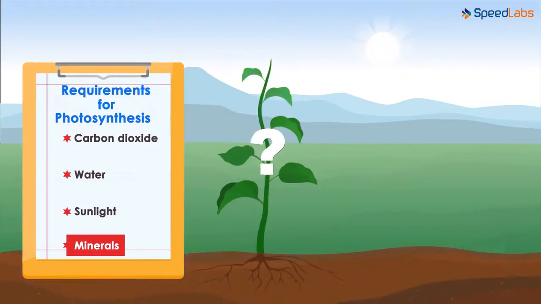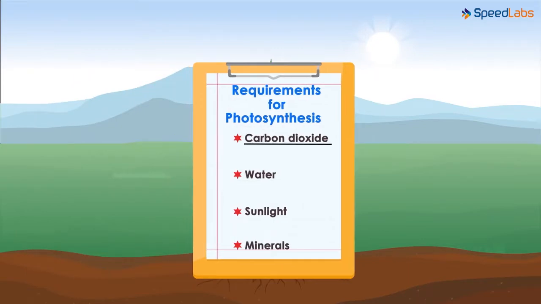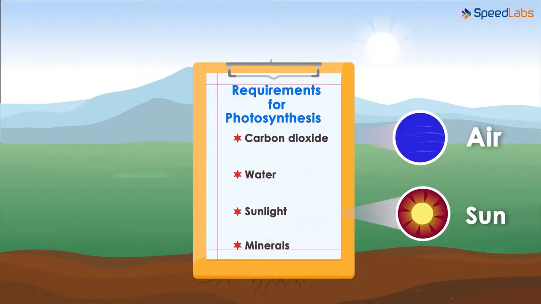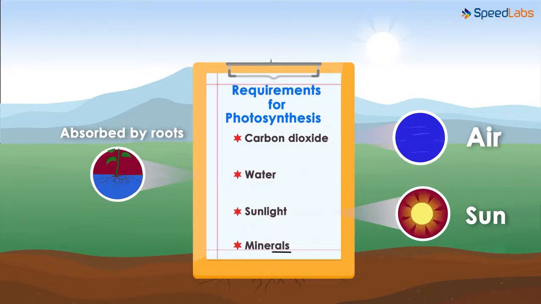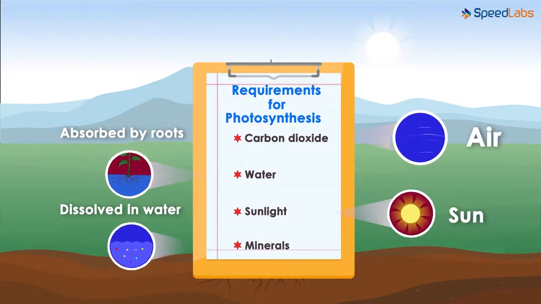So what are the major components required for photosynthesis? One of them is carbon dioxide, which is obtained from air. Next, it's light, which is obtained from the sun. Then there's water, which is absorbed through the roots. And important minerals are obtained through soil after being dissolved in the absorbed water.